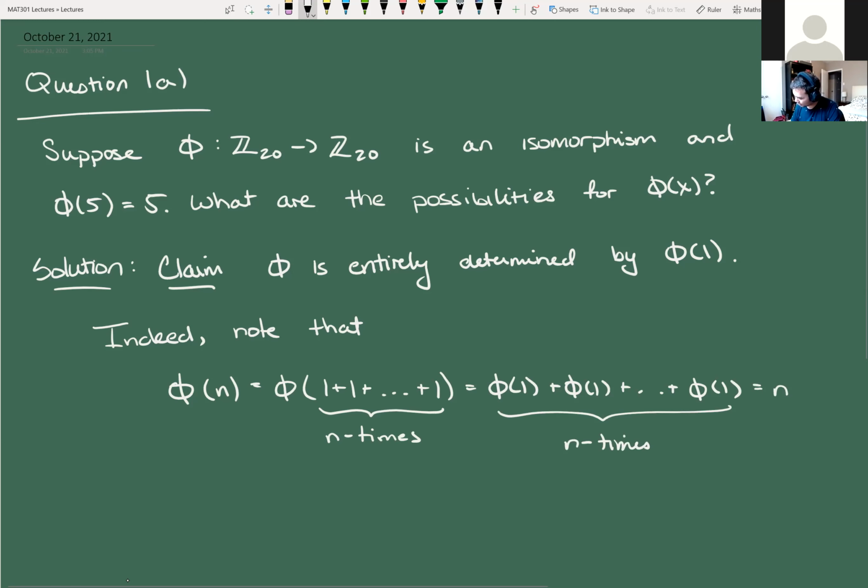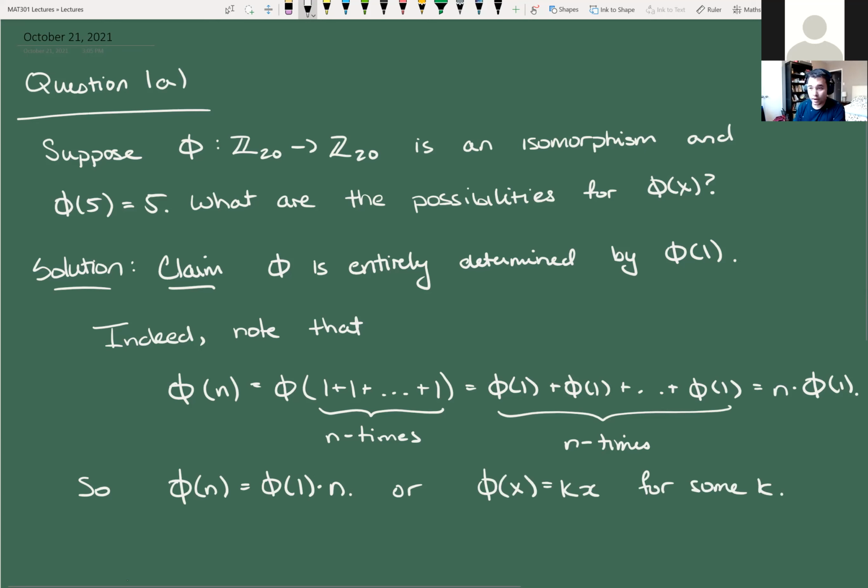And that gives us n times phi of 1, right? So whatever the function is, some number is phi of 1 times the number that you plugged in. Okay, so in some sense, maybe let me write it like this. Phi of x is kx for some k. Right? Which is really, really nice.